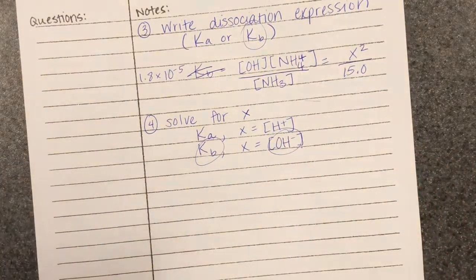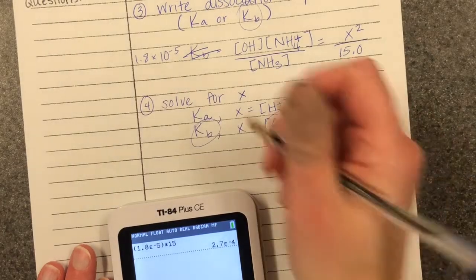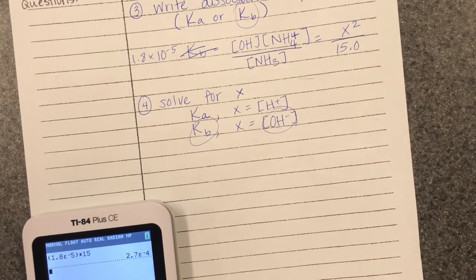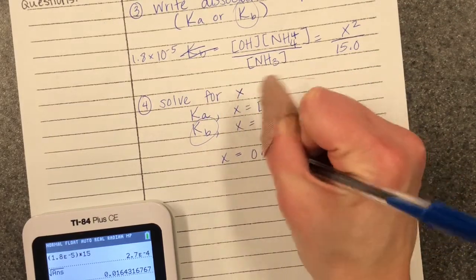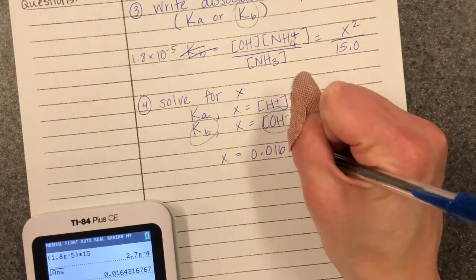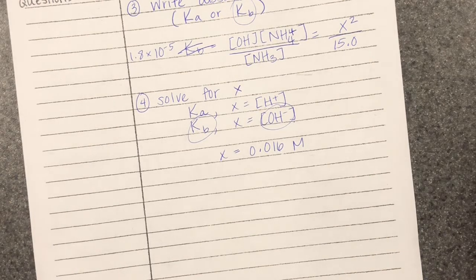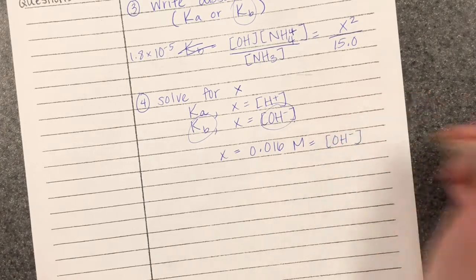So I'm going to first multiply 1.8 times 10 to the negative fifth times 15. And so I end up with 2.7 times 10 to the negative fourth is equal to x squared. So then I can simply take the square root of that, and I end up with x is equal to 0.016 as my molarity. And again, since this is a Kb expression, since we're dealing with a base here, that is equal to the hydroxide ion concentration.